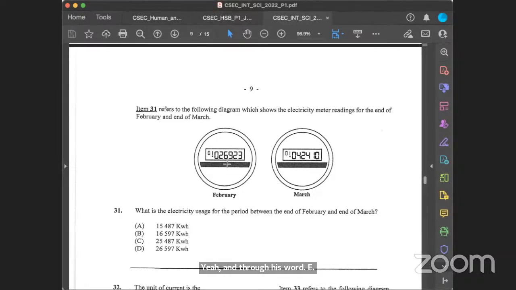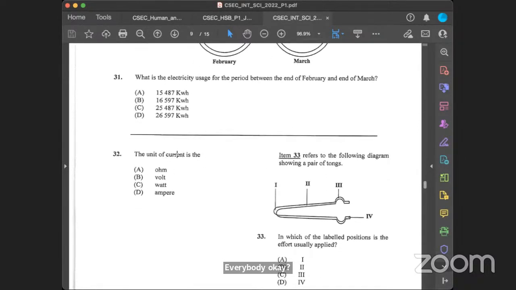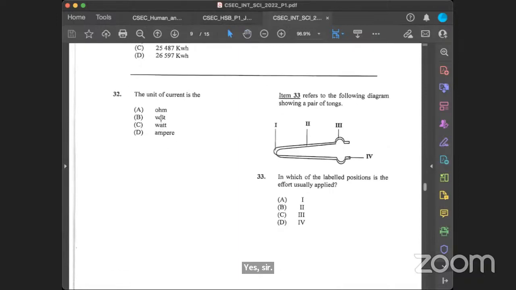Everybody okay? Yes, sir. How do we measure current? Ampere. How do we measure voltage? Volt. How do we measure resistance? Ohms. Good. Where are you going to put the effort on this? 2. So B is your answer there.